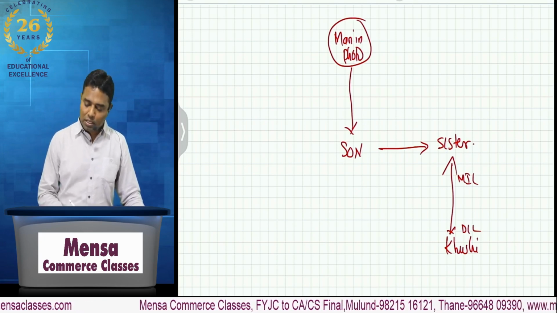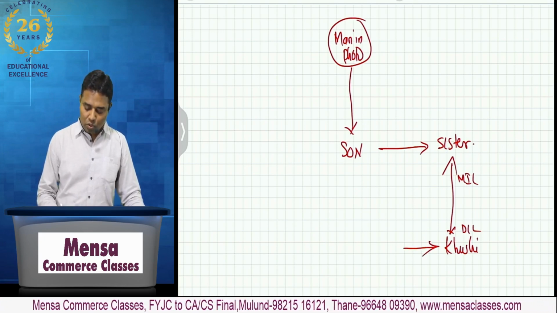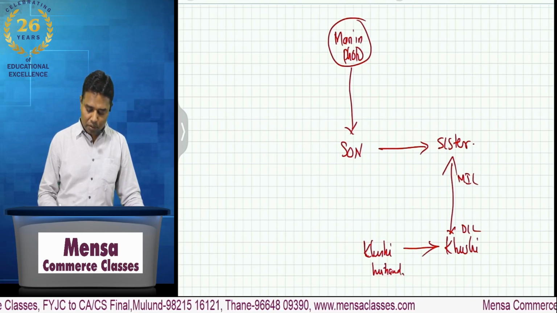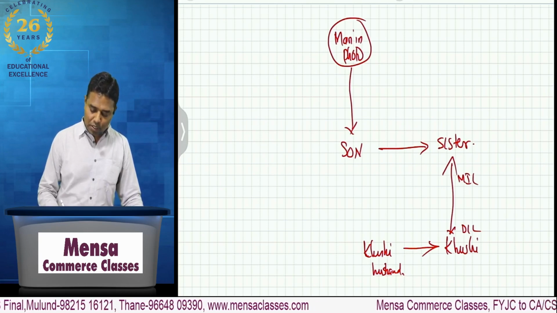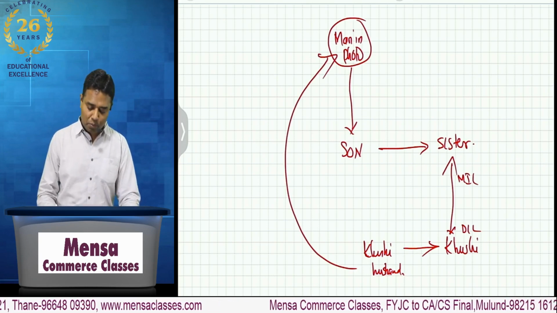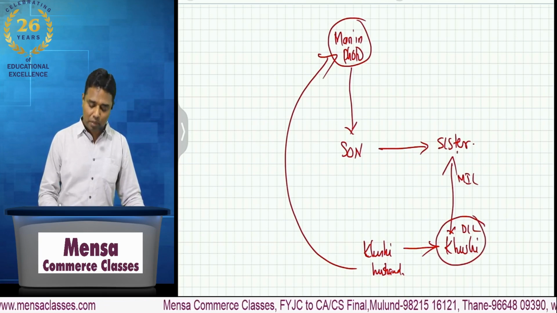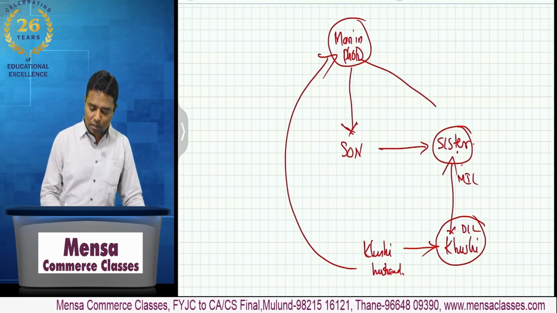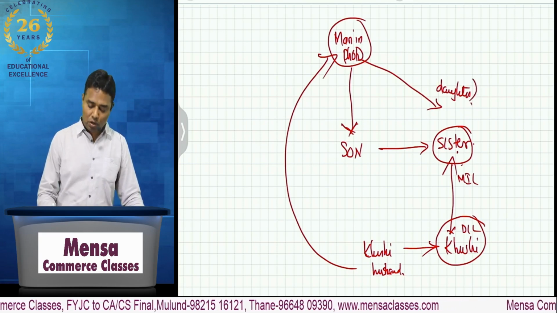Right? Now what is the question asking? What is Khushi's husband's relation to the man in the photo? So this is Khushi's husband. Correct? That is what we have to understand. Now let's connect with this. For Khushi, this is a mother-in-law, right? So how is the mother-in-law connected to the man in the photo? This is son, this is daughter. Correct?